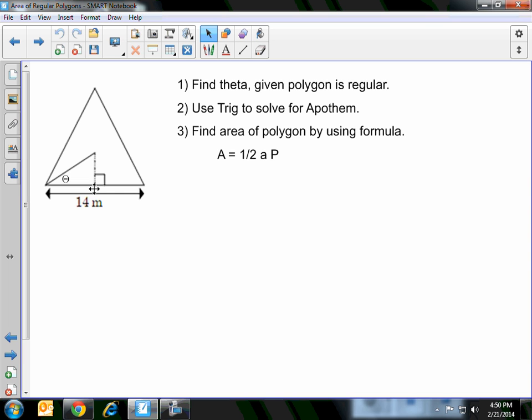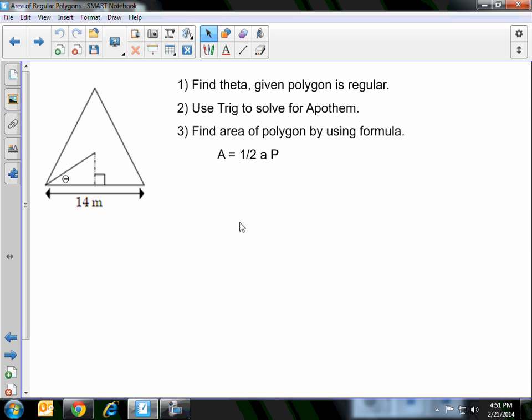That's our apothem. So that's what we're going to be solving for, because that is in our formula, the itty bitty lowercase a. The capital P here stands for the perimeter of our shape, and we're going to need that to be able to calculate our area. So our area is equal to half of the apothem times the perimeter. And notice this is any polygon. So whether it's a 10-sided shape, like a decagon, or a 5-sided shape, like a pentagon, or this triangle, we use the same formula.